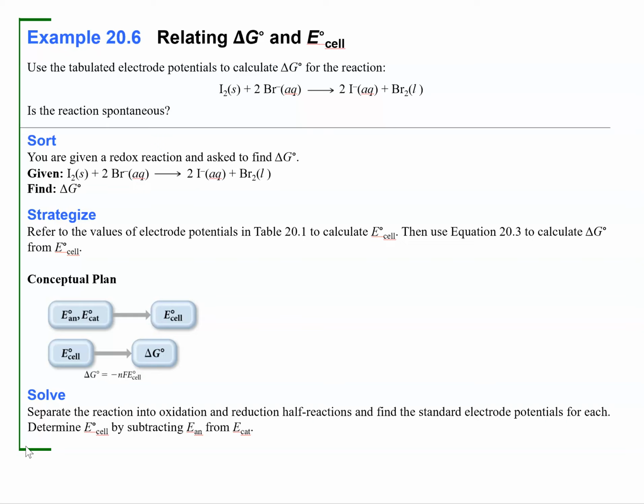So what we're going to have to do is use the tabulated electrode potentials to get to this answer. We're going to refer to table 20.1 in the text, which we're going to use to get the components to calculate the standard potential for the cell. And then we're going to use equation 20.3 to calculate delta G naught from the standard potential of the cell. So that's going to be our plan here.